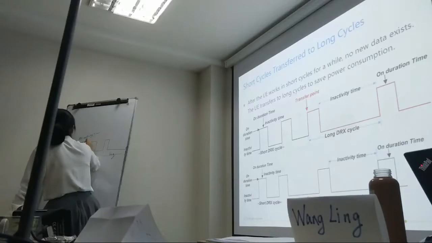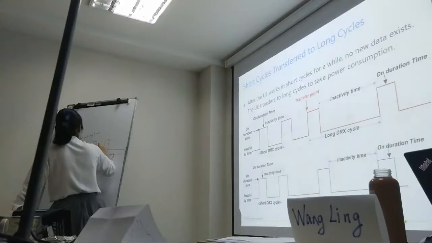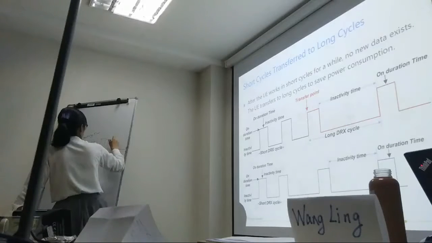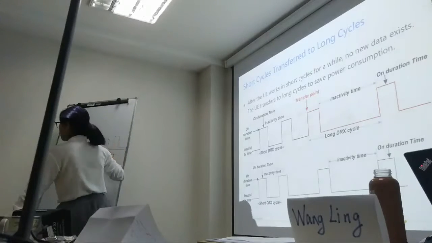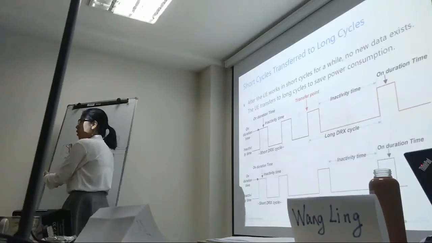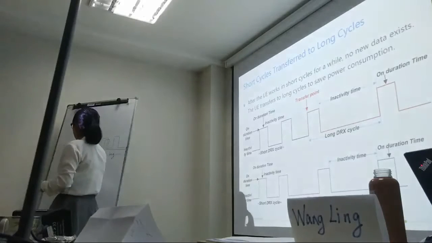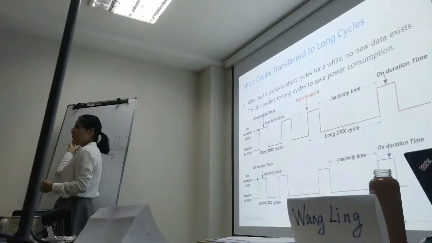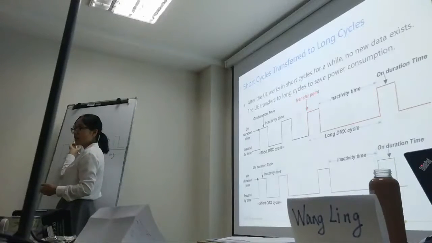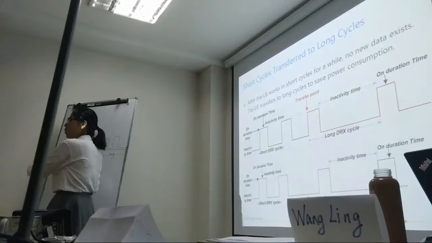So the short cycle is this monitor, this sleeping, the monitor, sleeping. If during 3 cycles I don't have data again, I will go to the long. But once I monitor the PDCCH and it has my data, I will stop it, and after that I will restart.